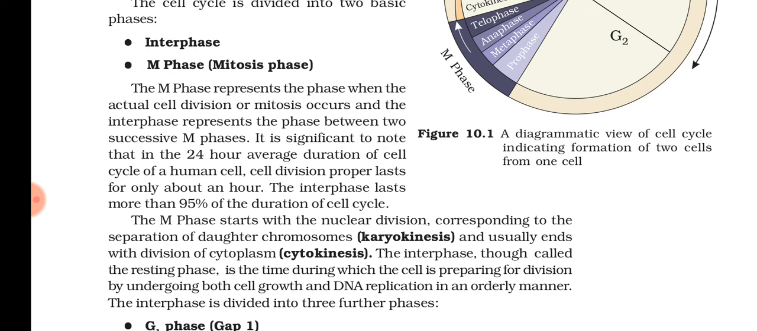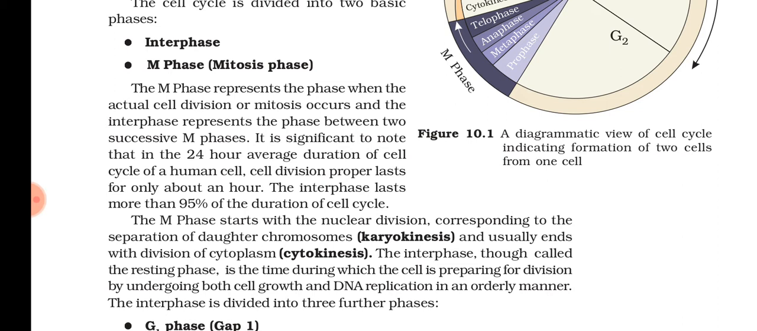Even though it is known as the resting phase, it is not simply a resting phase. It is the phase where cell growth takes place, DNA replication takes place, etc. Understood? And the M phase is the actual cell division phase, where the distribution of this prepared or formed doubled DNA and all the other organelles takes place.